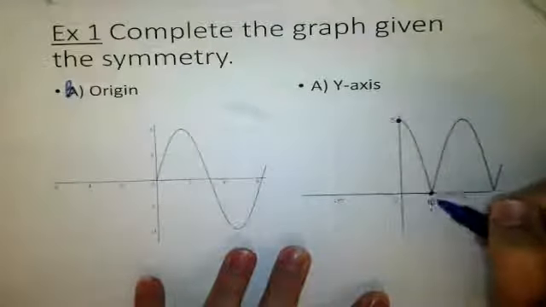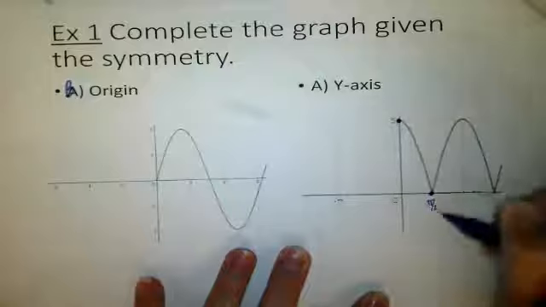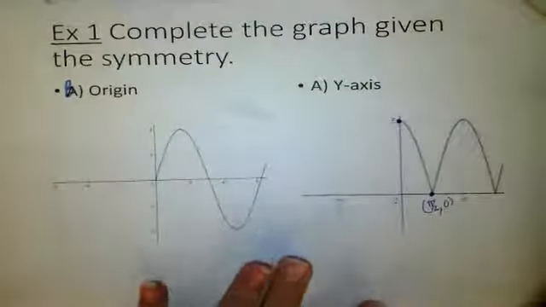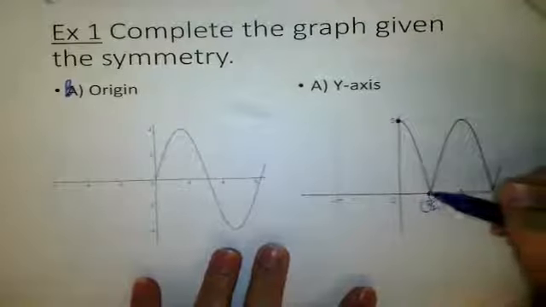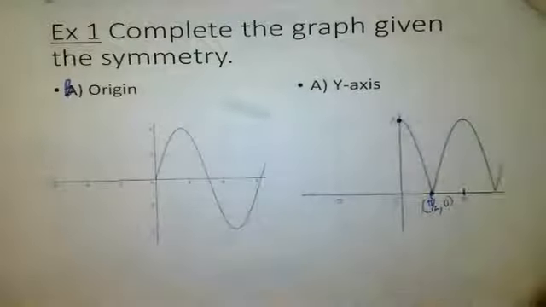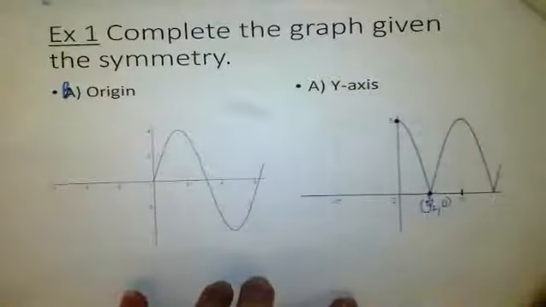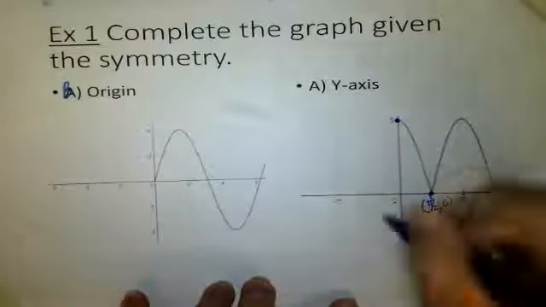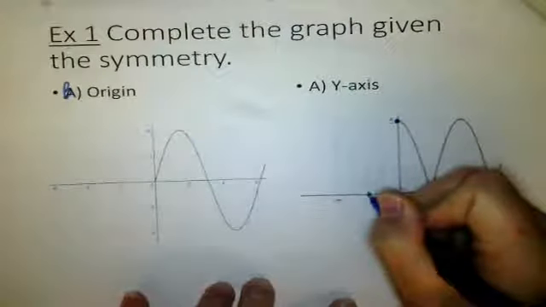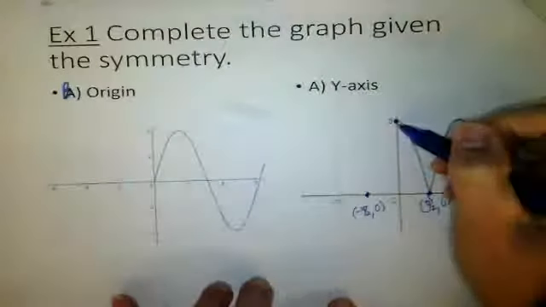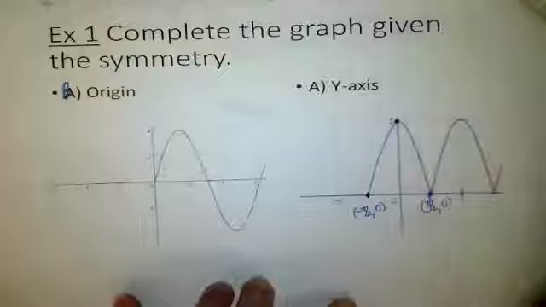Now this point is actually pi over 2, 0. That's kind of interesting, huh? This is pi, which means half of that would be pi over 2. So this point right here, pi over 2, 0, is going to get reflected over the y-axis. Where is it going to land? Very good. Right here at negative pi over 2, 0. Okay, so I can connect those two things.